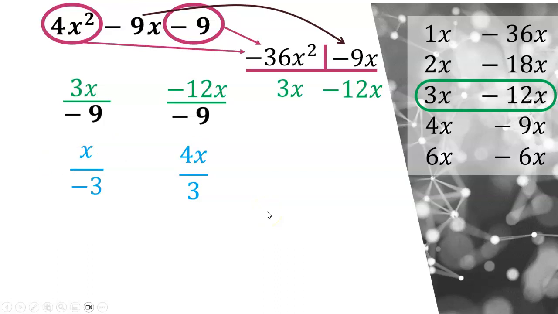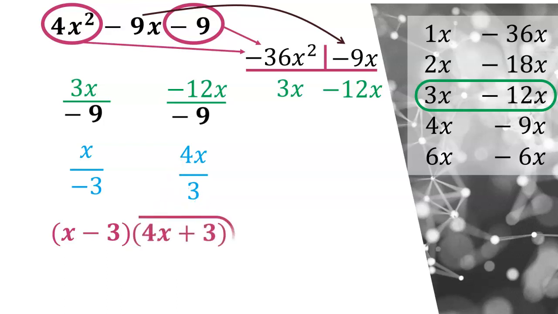Why? Well, because what we just found is a factored form. We're going to take that first fraction, x over negative 3, and that's going to be one of our factors. That second fraction, 4x over 3, we're going to make that our other factor by writing it as 4x plus 3. And literally, that is how easy it is. So all we did in this method is once we got the 3x and negative 12x, we divided both those terms by our c value, negative 9, and reduced them, and you get your factored form.